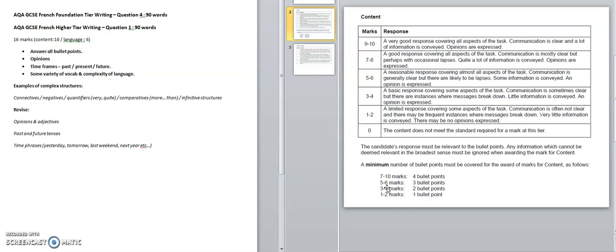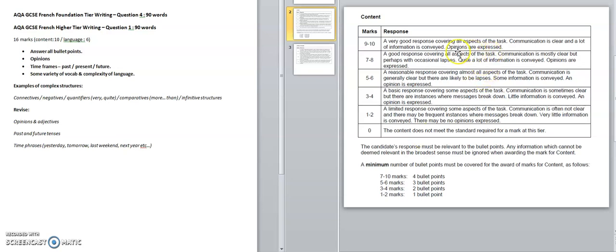Okay, that doesn't mean that if you mention 4 bullet points, you will automatically get 7. If you mention 4 bullet points and then write another 80 words of nonsense, then you won't. But you must mention all 4 bullet points for 7 to 10 marks. You can't get those marks without them. So going down from 10 to 6 immediately, just because you've missed a bullet point out, is quite significant.